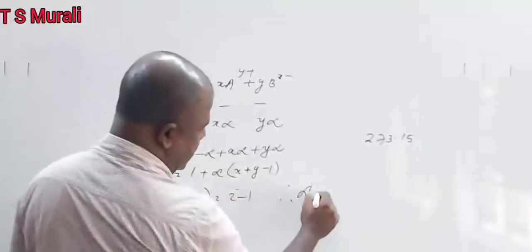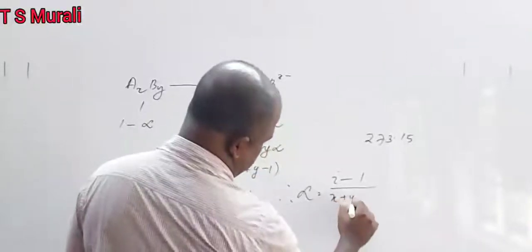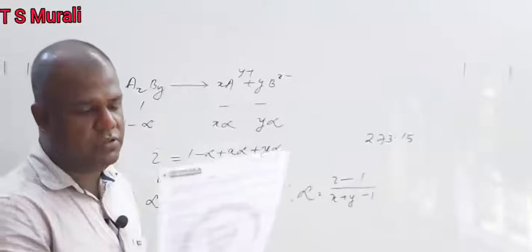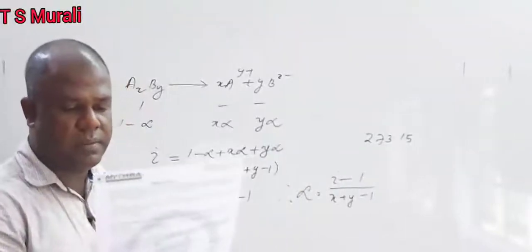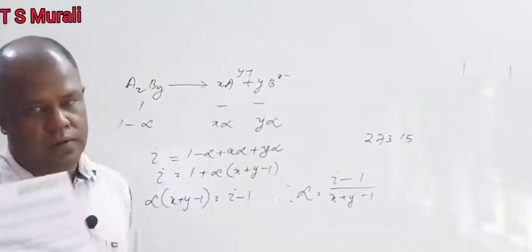Therefore, what is alpha equal to? i minus 1 divided by X plus Y minus 1. That is the expression for alpha. Find it and tell me the answer. Okay, question number 18. Now moving to question number 19.